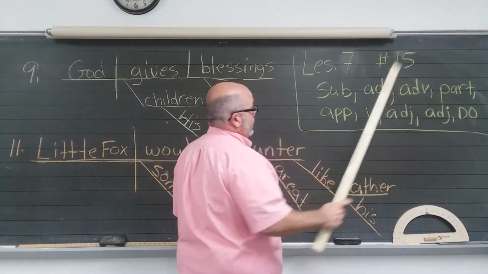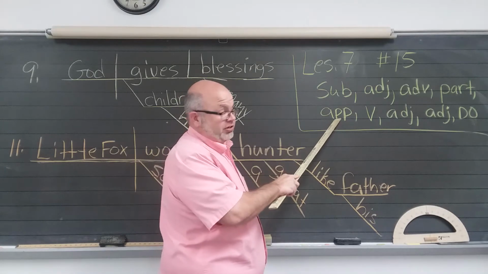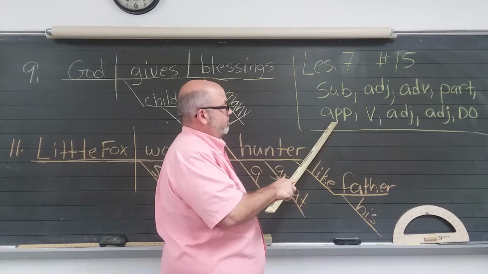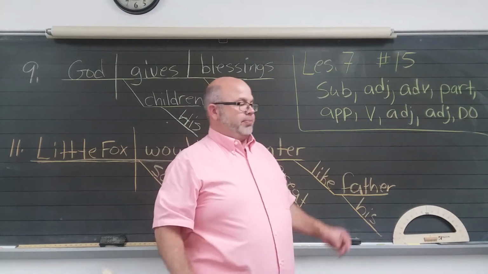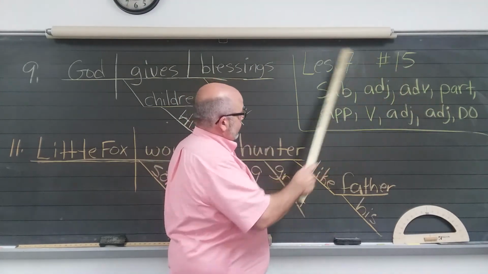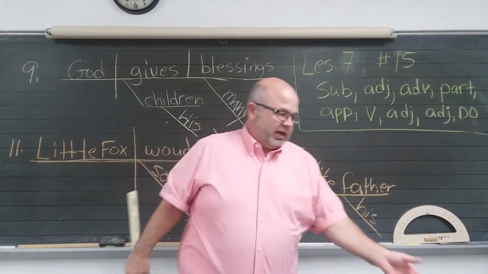All right. A appositive. How do you diagram appositives? That is in lesson 6. All right. And then you have a verb, an adjective, and a direct object. So jot that down for number 15, lesson 7.